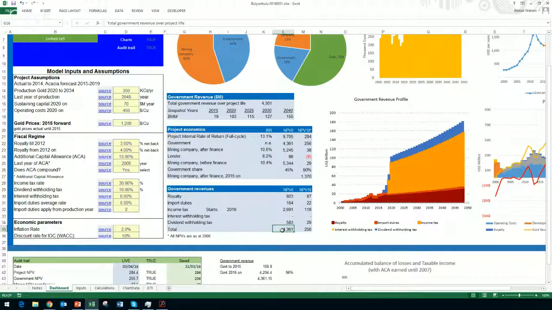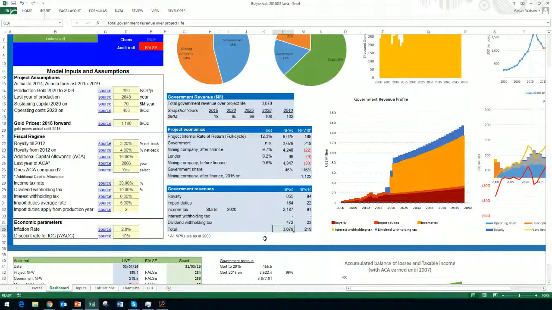So 4.3 or $4.4 billion for the government. If we change that future gold price to $1,100, so we lower it by $100 per ounce, 4.4 becomes 3.7, and a significant amount of that reduction would be through lower income tax. So the future revenues the government will get from this project are very sensitive to the assumed gold price. Of course, it's also very much a function of assumed future production and future costs, which we could also change in this. Okay, I think that gives us a good overview.